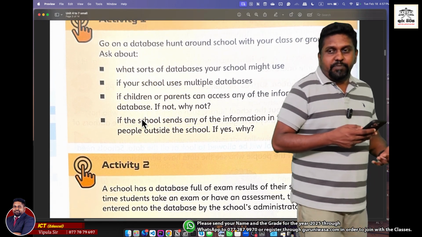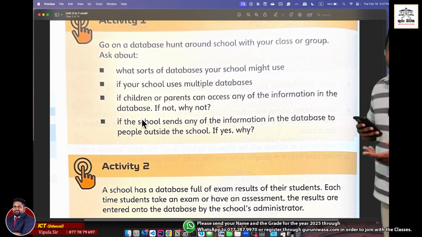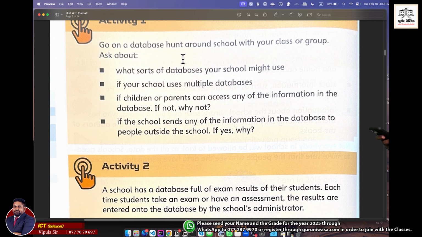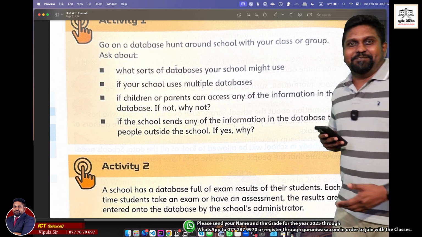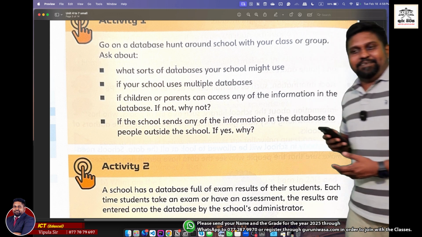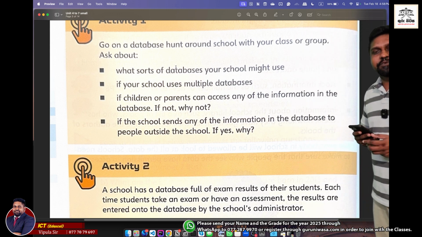So let's try this out. Now I'll just ask you a few questions. We already wrote down this particular point, what sort of databases. But then again, let me ask you the same question. What sort of databases might your school use?